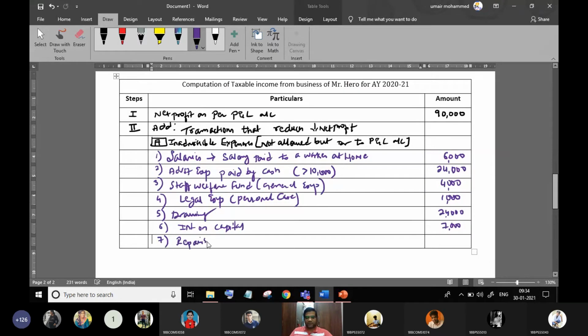So repairs, so half related to house property. So half into 2,500. So 1,250 is inadmissible.